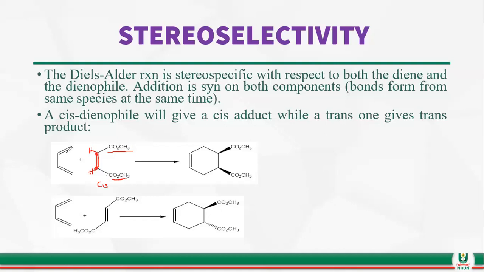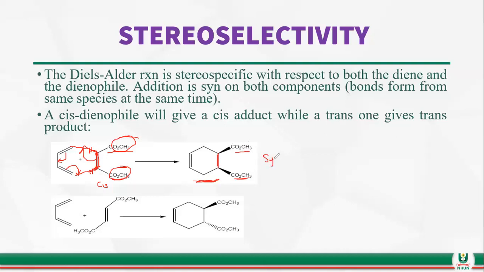When this one reacts with your diene, it forms a new six-membered ring, which is this one. But because you know that these carboxylate groups are on the same side of the plane, the adduct you are going to form as a product will have them on the same side of the plane. You see, it's as if you have added the carboxylate ester group to the same face of this compound. It's a syn addition.